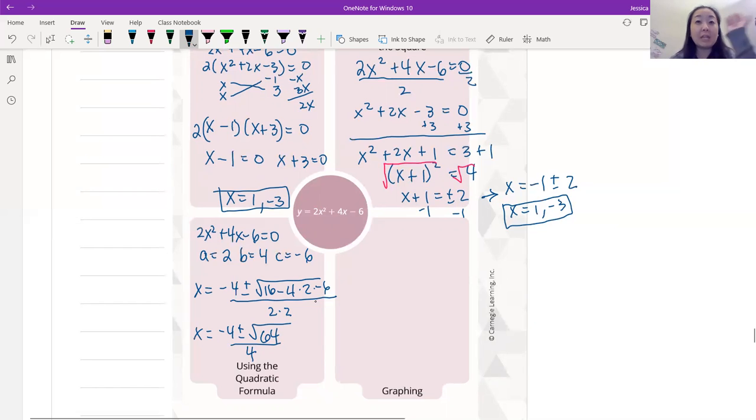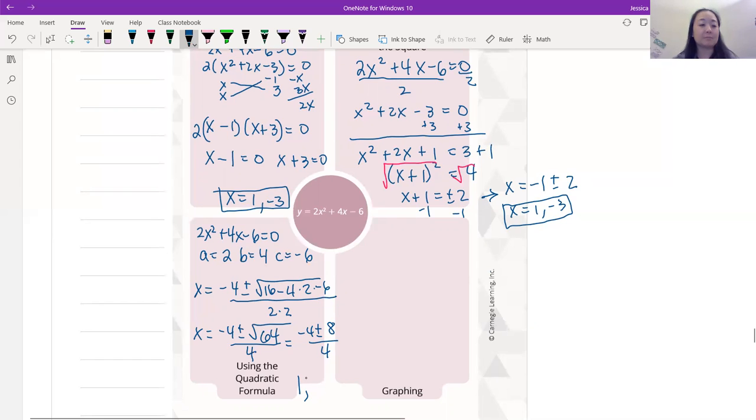I've seen just even one negative that you missed. Like you might have put it here, but forgot to put it here. It's possible, right? So remember, square root of 64 is just 8. So this is just going to be negative 4 plus or minus 8 over 4. So negative 4 plus 8, which is 4, divided by 4, which is 1.